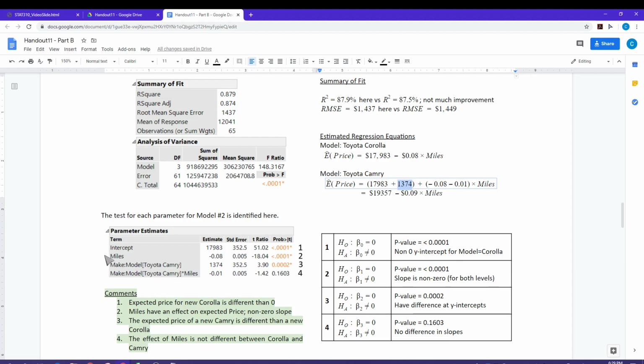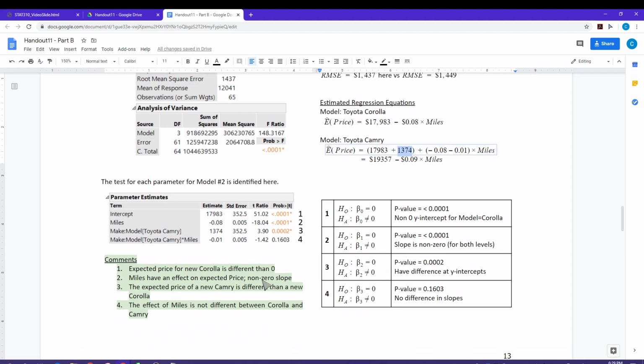The interpretation of the intercept and the miles is just the slope and the y-intercept for the Corolla. We've already talked about test number 1 and test number 2; they are the same as what I had in part A. So they're just testing again. This first one is just for the Corolla. It's obviously going to be different than 0, so that's going to be significant. The miles, okay, now that's for both vehicles, both types, because beta 1 appears in both of these models. So that is testing the slope for both.